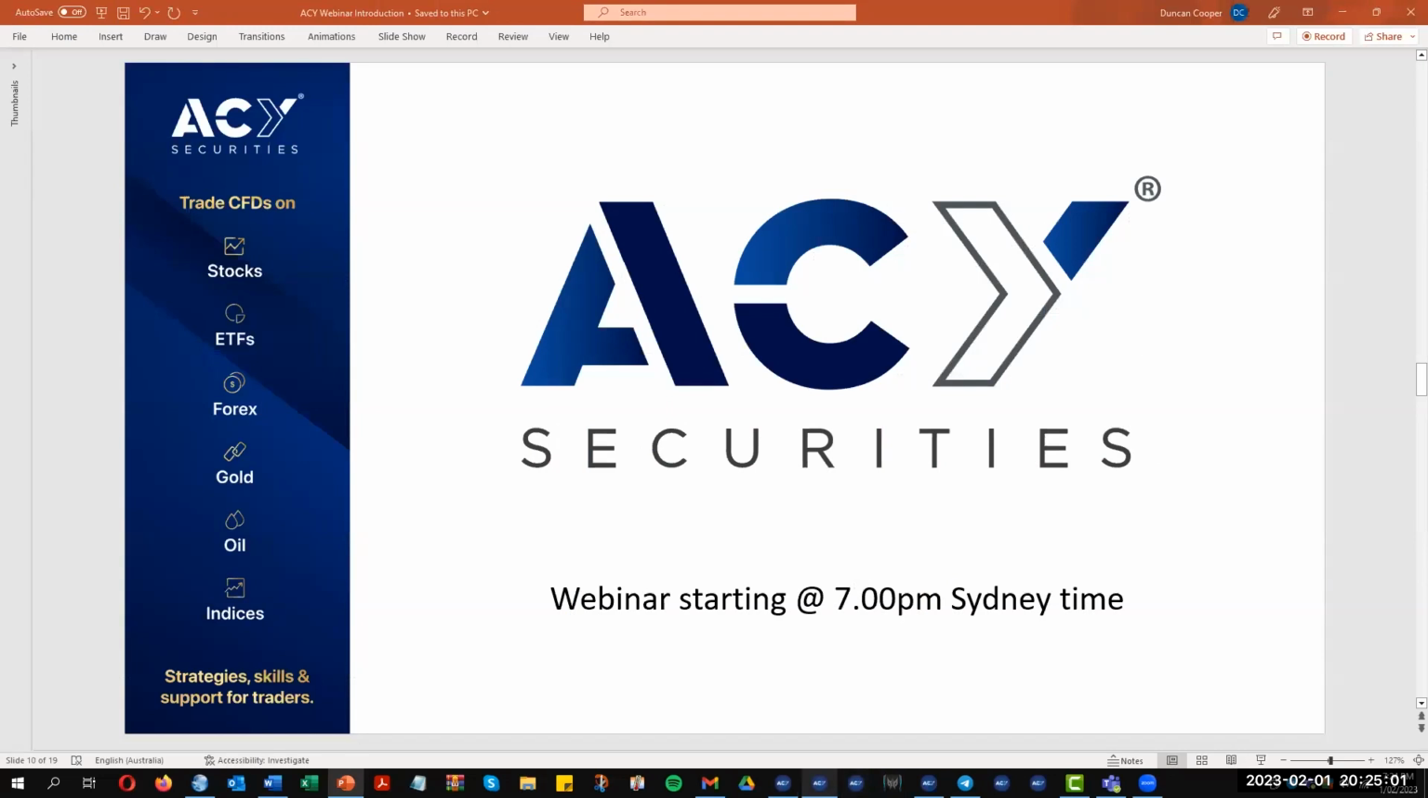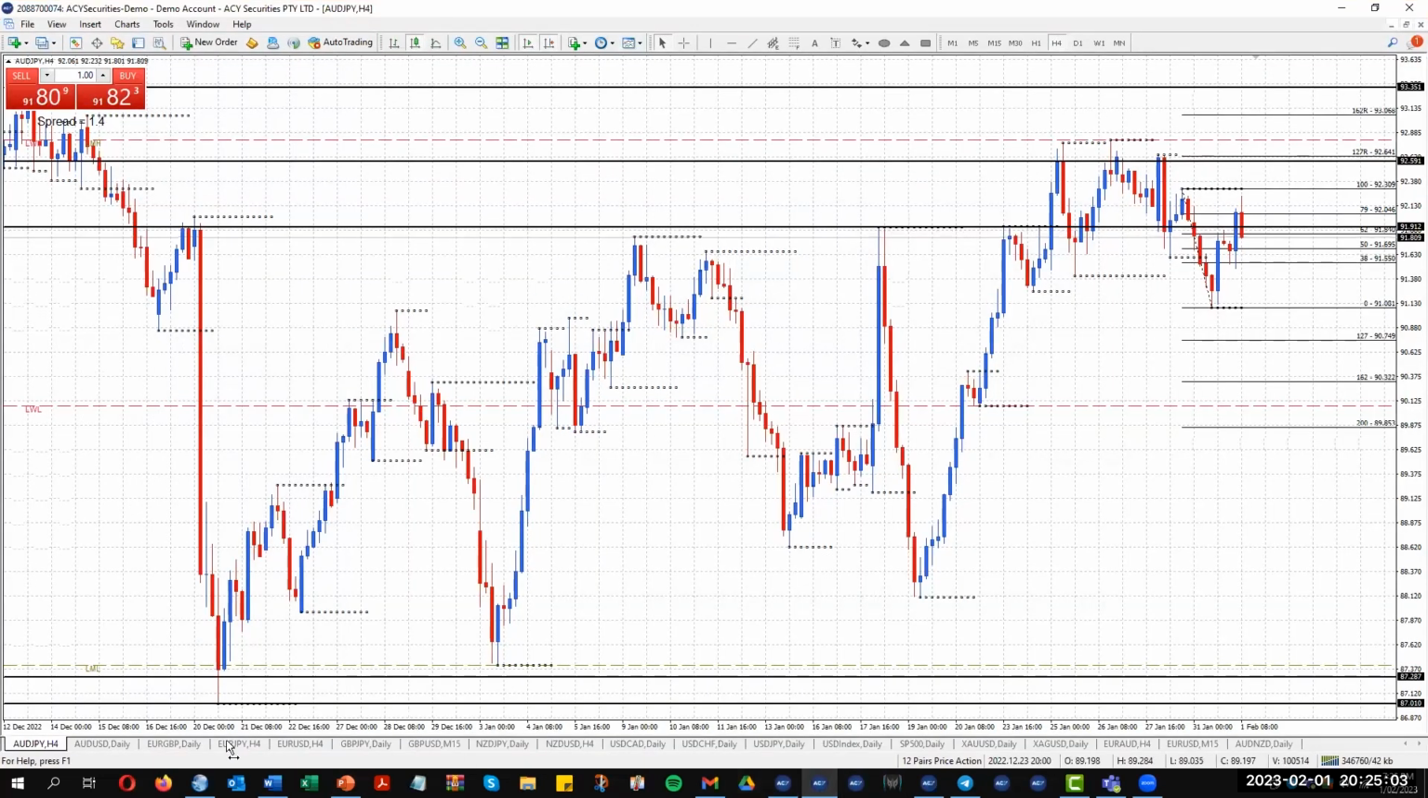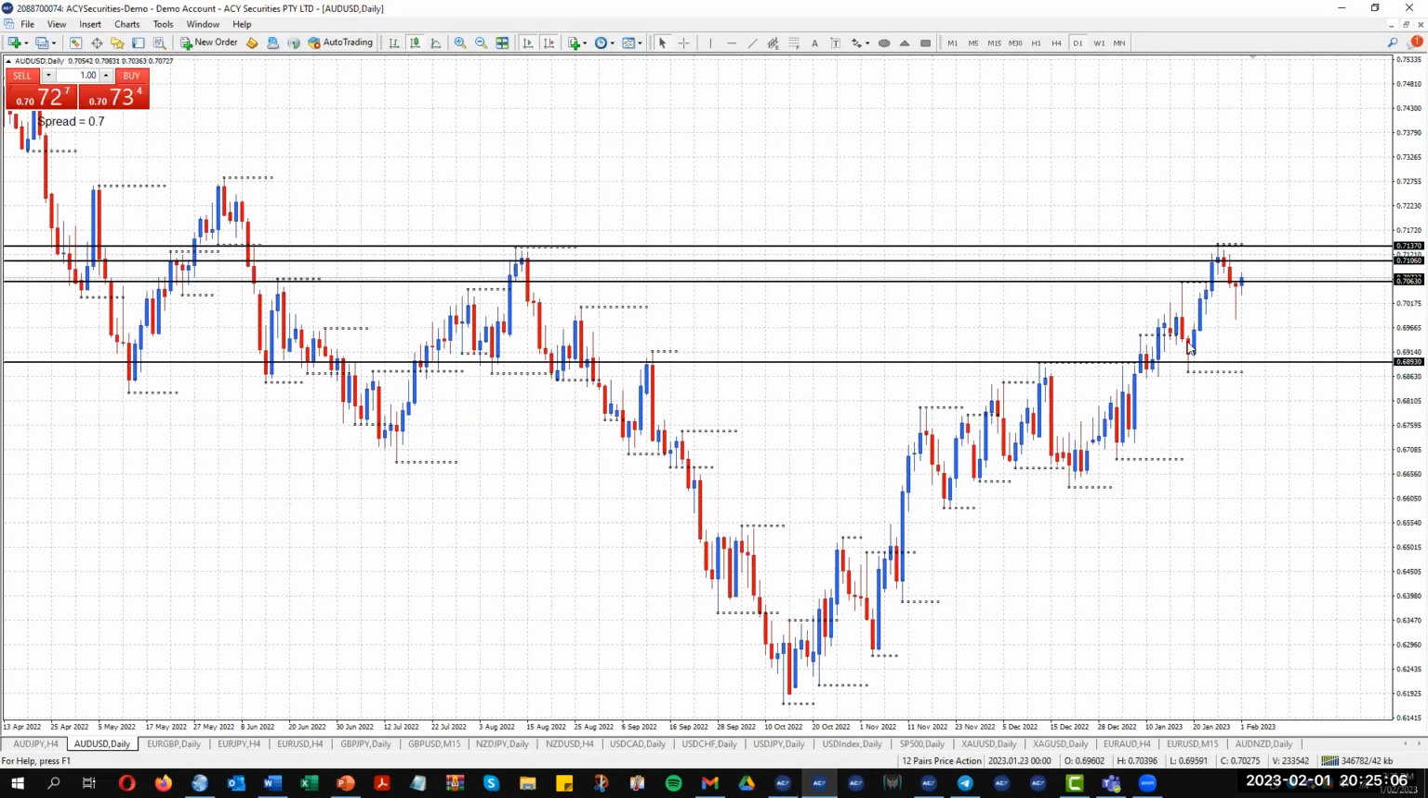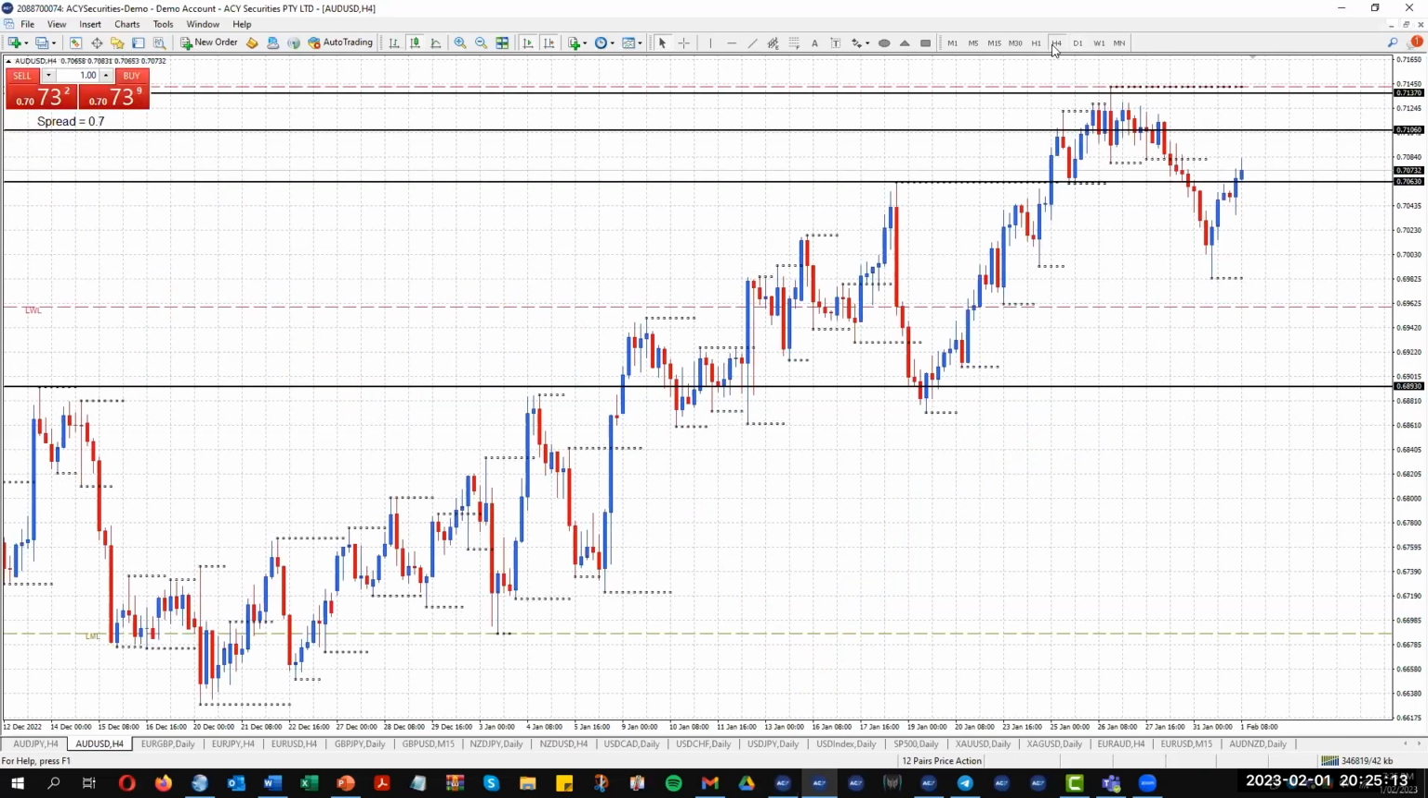All right, back to my other charts. Where are we? Aussie dollar. All right, so I want to focus on this area here. So this day was the day of the 19th. Just drop it down to the 4-hour chart.